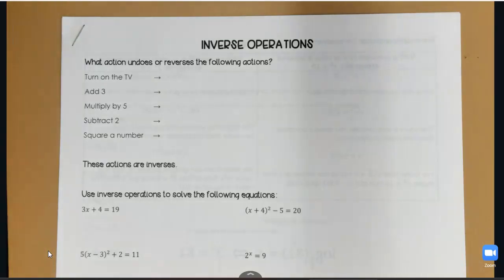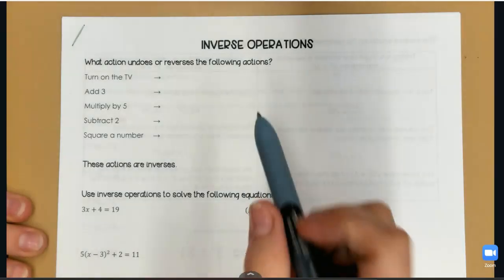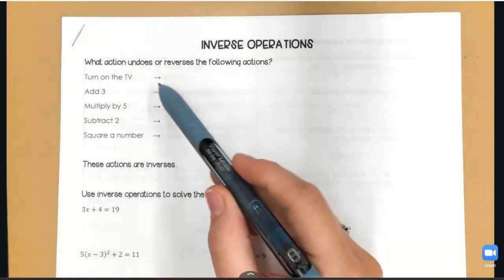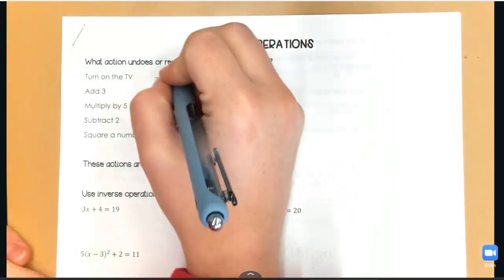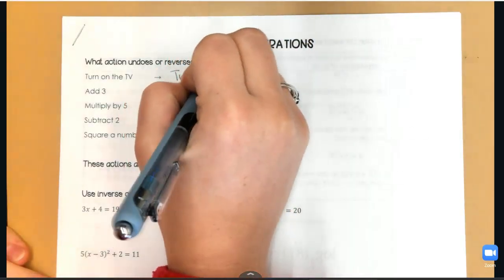We are back at it today with another lesson in Algebra 2. Today we're going to look at inverse operations. So we're going to start this out by relating things that you are already familiar with. What are some actions that undo or reverse the following? Turning on the TV, what would undo that? Well, that would be turning off the TV.